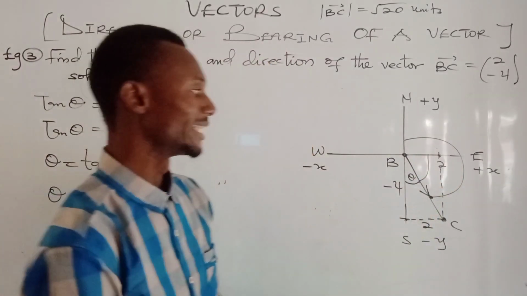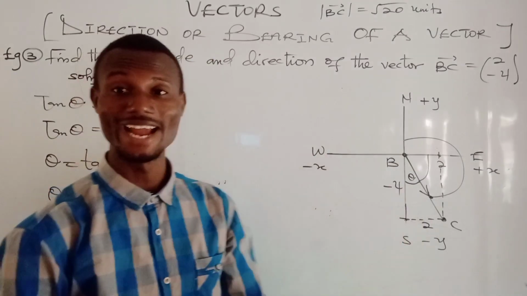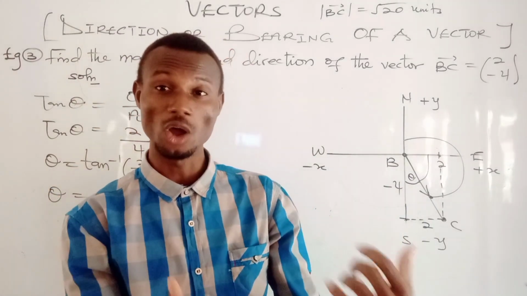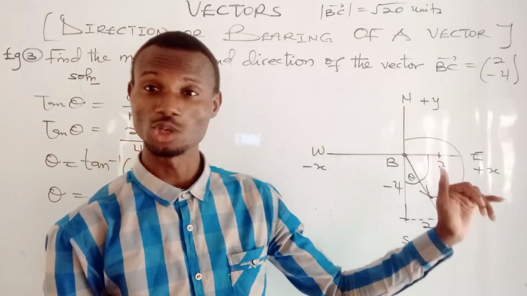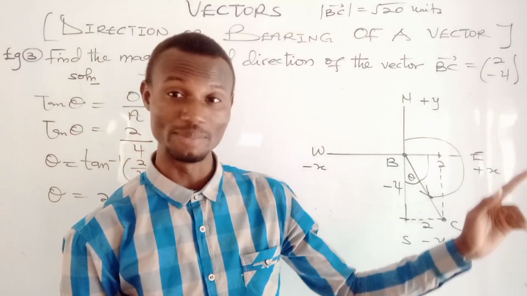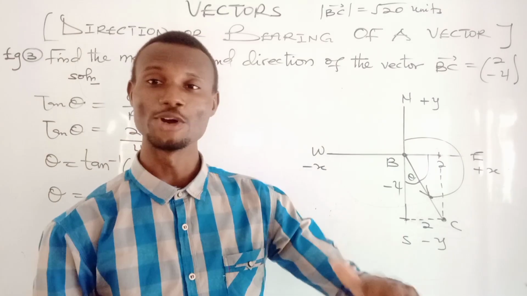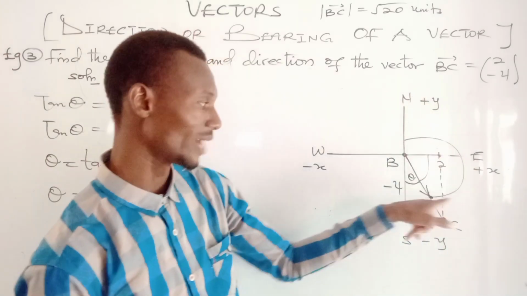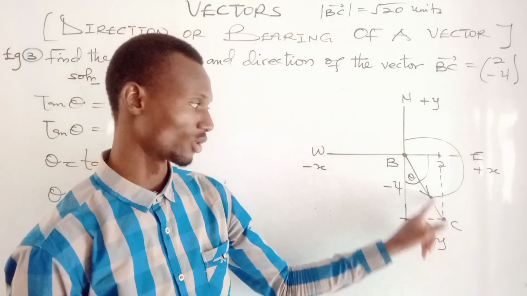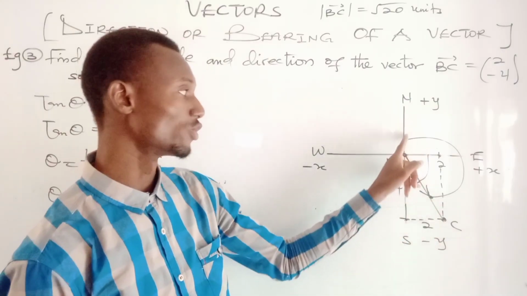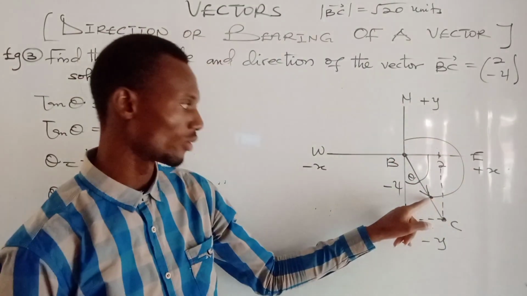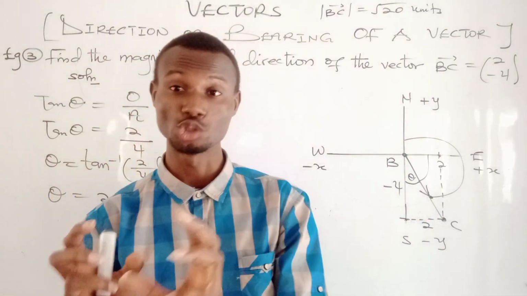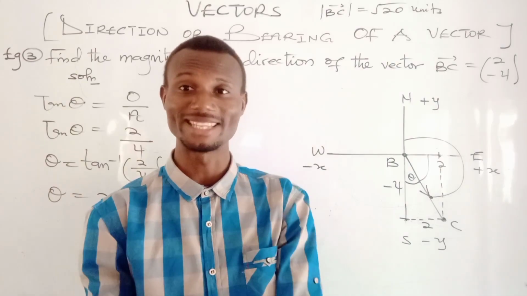Okay, because the angle theta here is not the actual direction or bearing. That is just to help us know the actual direction or bearing of the vector BC, because I've explained to you that to get the direction of the vector BC, you start reading from the north, so you end on the line which is drawn, which is the vector BC. So we'll start reading from the north here and we'll end on the vector BC. That will give us the actual or the true direction or bearing of the vector BC.